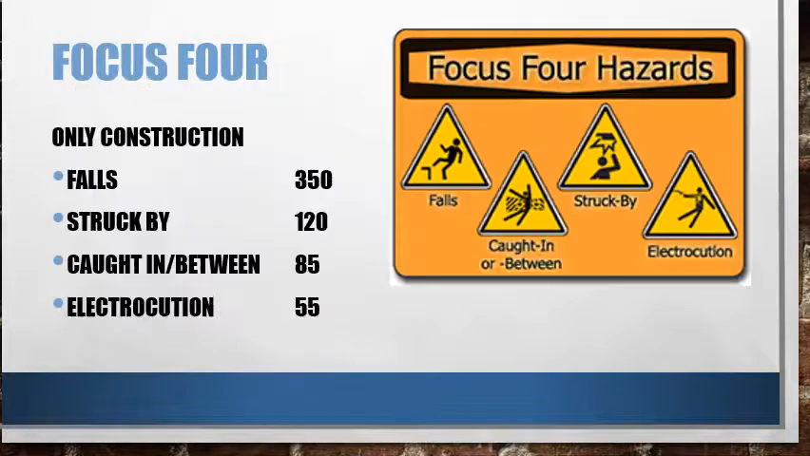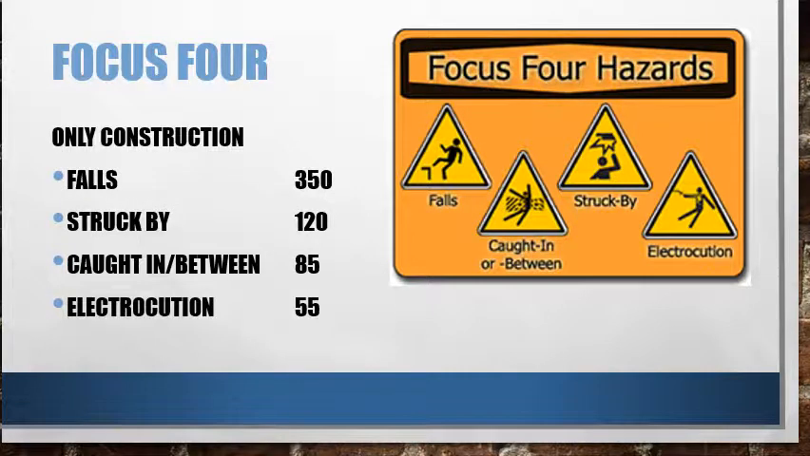Falls is one of the fatal four, which OSHA is always on the lookout for. In construction, among the fatal four of OSHA, falls, struck by, being caught between or caught in, and electrocution, falls account for the most. Falls account for 350 deaths a year.